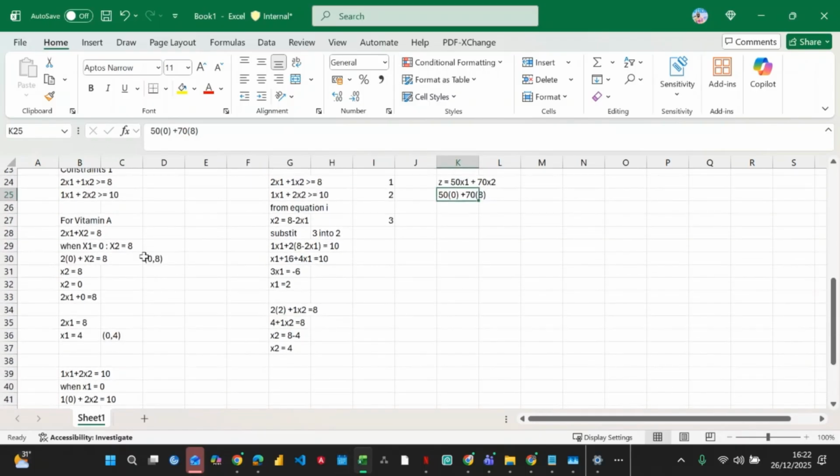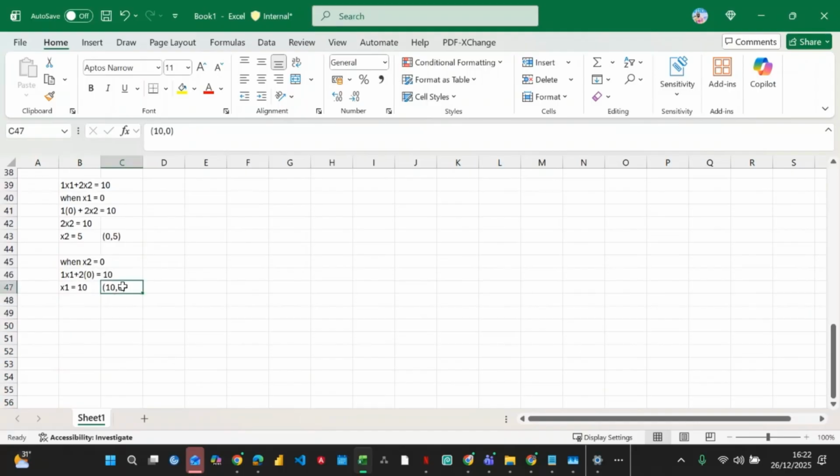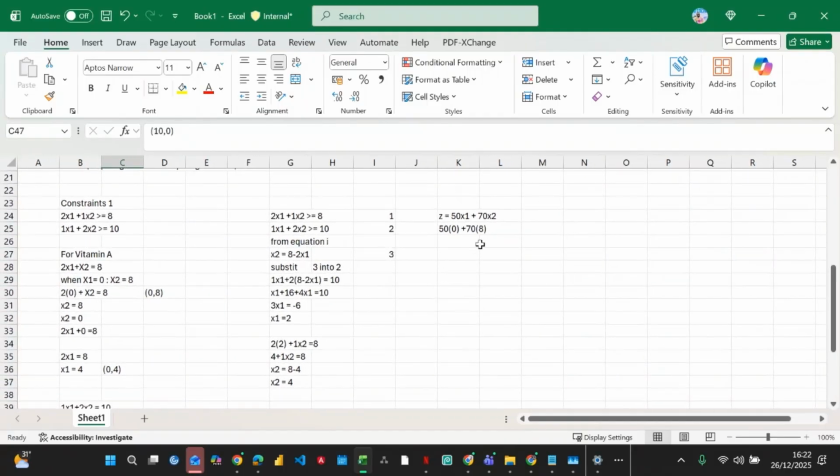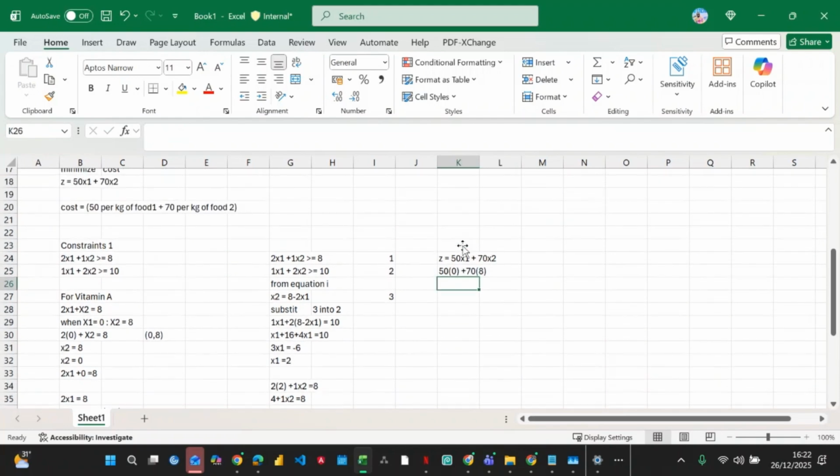Okay, this is this one, and this one we are taking the highest. So this is equal to what? Do the math for me, sorry. So if I do this, I'm going to have 70 times 8. It will give me 560. So this is how much it's going to cost. So this is going to be for what? This should be for vitamin C.